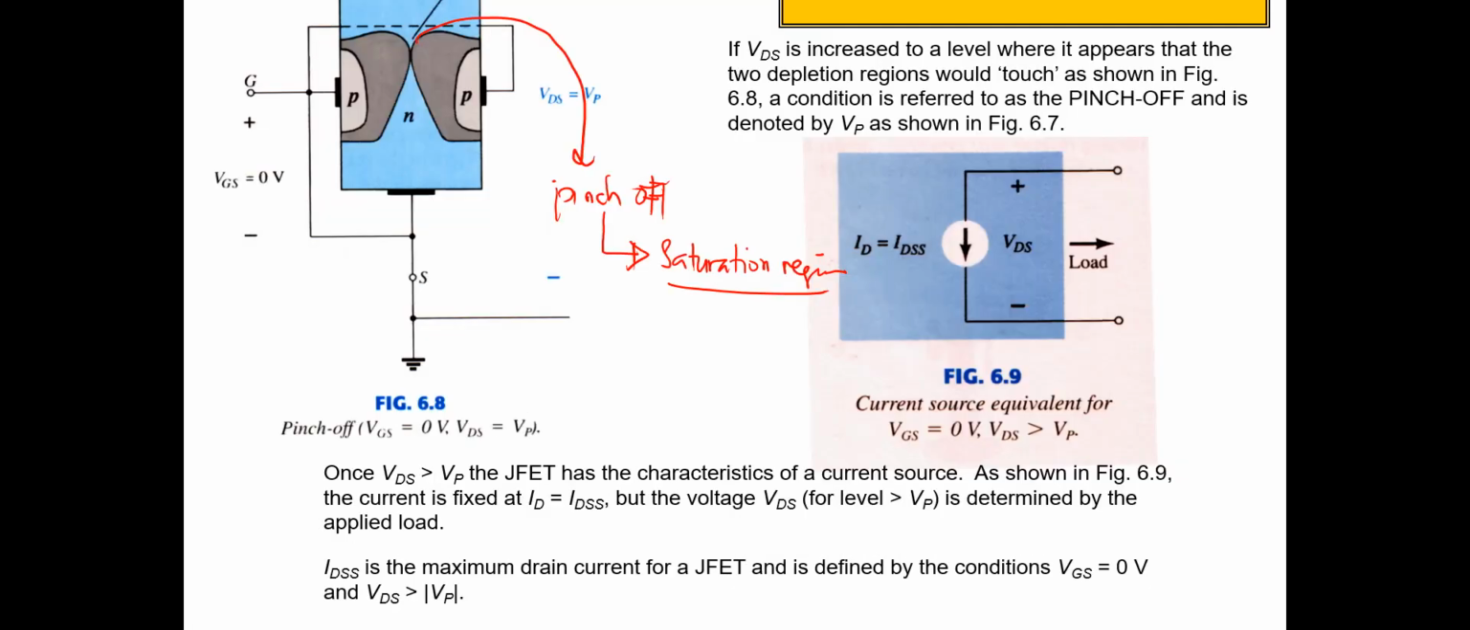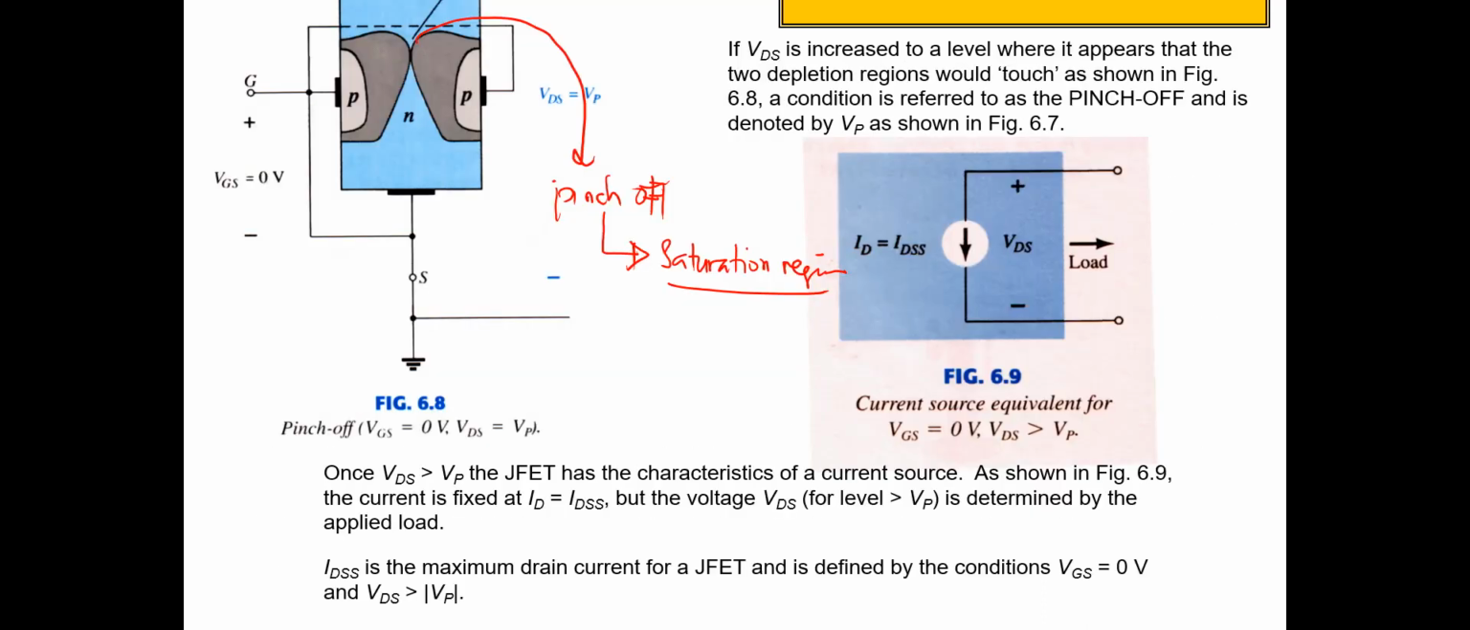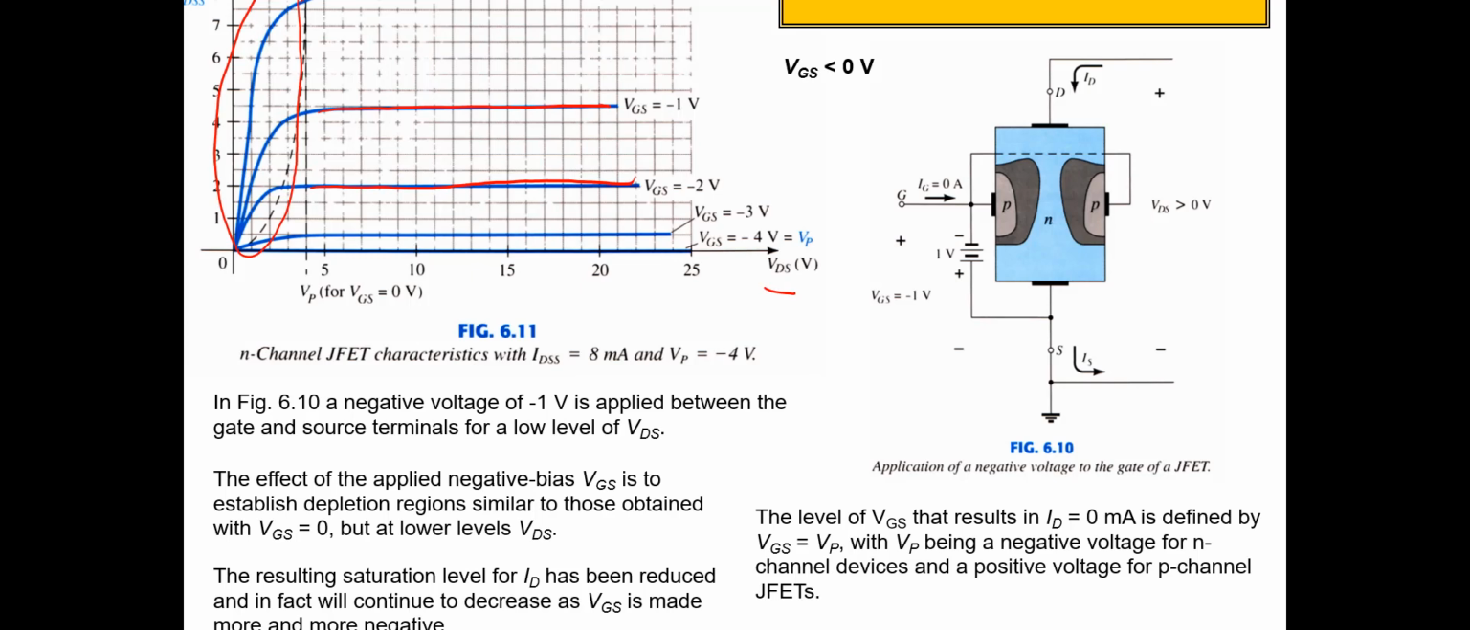Before the pinch off means that the depletion regions on the left side and right side do not meet in the middle, so there is a channel between them. If we increase the VDS until some value, we call it VP, or the pinch off voltage. The current will go into the saturation region. Whatever we increase the VDS, the drain to source voltage, the current will be stable like this.